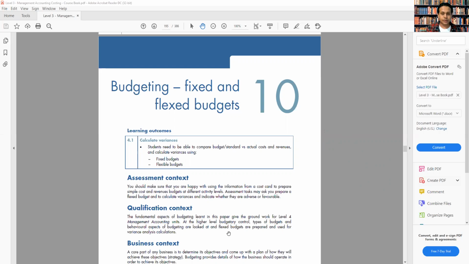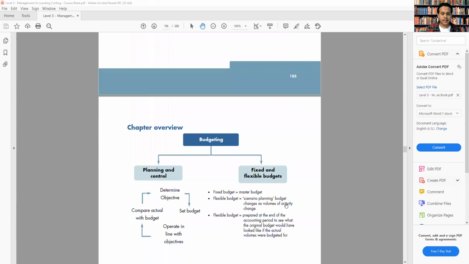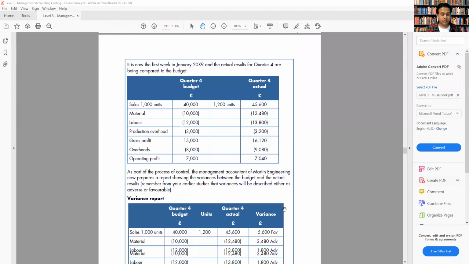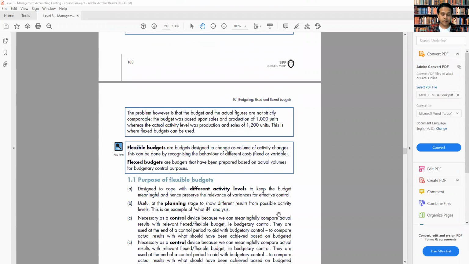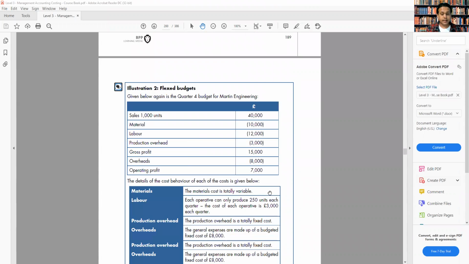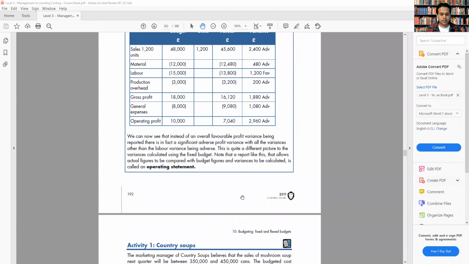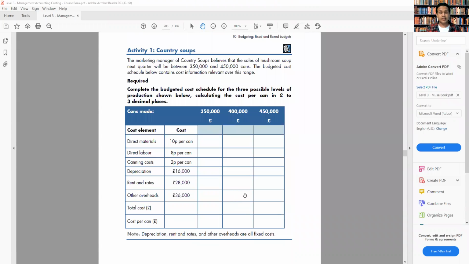So we'll do some exercises and we'll try to understand more. So let's move on straight away. There are a lot of examples you can read yourself. That will give you more understanding, but we'll move to the question straight away. So let's move on to one of the activities.